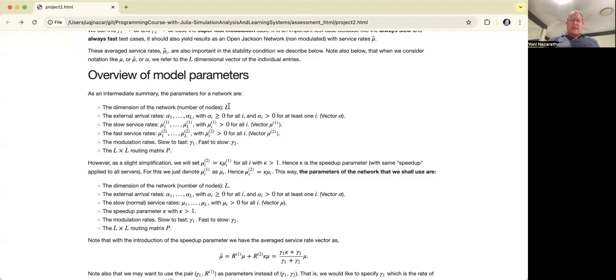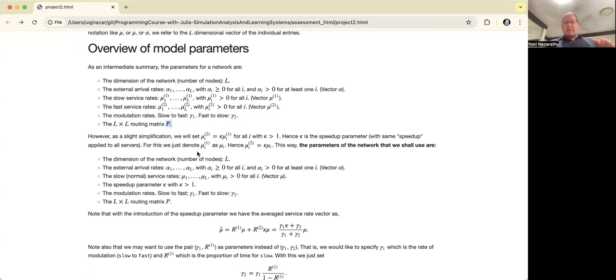Okay, so just an overview of the model parameters. So you've got L, that's the number of servers or stations in the network. It's also the number of queues. So then you've got external arrival rates. Some of them can be 0, but one of them has to be positive. You can put them in a vector alpha. You've got the slow service rates, okay? And they all have to be strictly positive. You've got the fast service rates, and I didn't say here, but mu superscript 2 is greater than mu superscript 1 for all subscripts. And you've got the modulation rates, gamma 1 and gamma 2, and you've got the L by L routing matrix. That's actually how the network is structured.